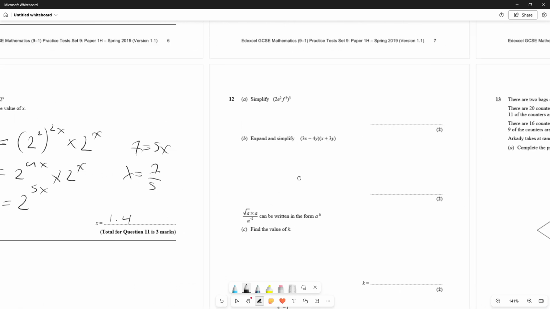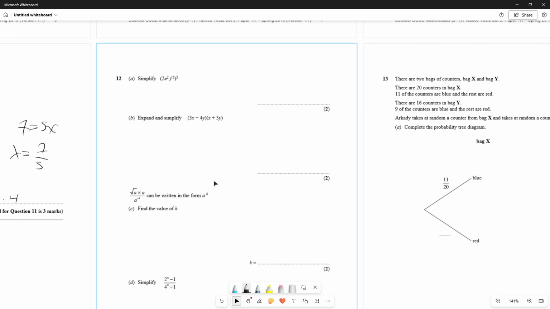Okay, now we have some more quickfire questions. Let's do this. So when we have this cubed, basically we're just cubing each part. So 2 cubed is 8. Now remember, when we have brackets, we multiply. So e squared times 3 is e to the 6, and f cubed times 3 is f to the 9.